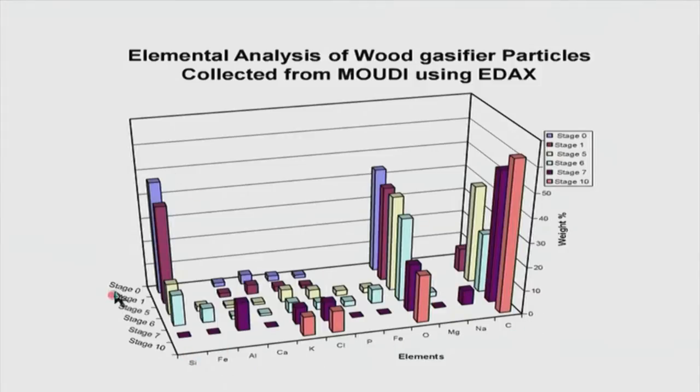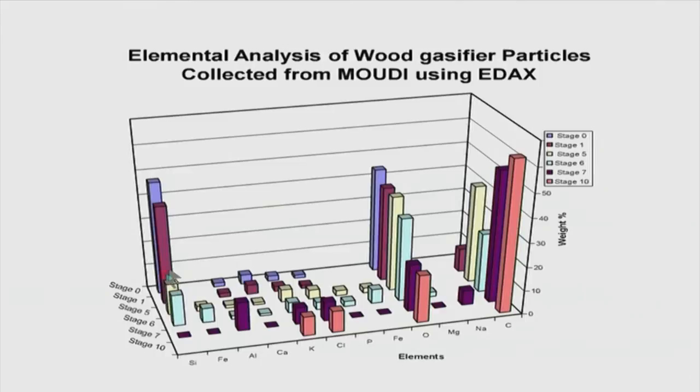It's a 3D plot. Here you have the size. The largest size is furthest away from you, and the smallest size is closest to you. This here is the chemistry. It is the different elements that were detected using EDAX. It turns out that the largest particles, this is by the way from a wood gasifier, so we were interested in deposition of particles coming from a gasifier for many reasons. We won't get into the reasons, but our interest was to characterize these particles. When you looked at the larger particles, they tend to be more of SiO2, ash particles.